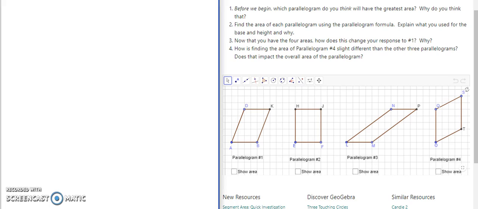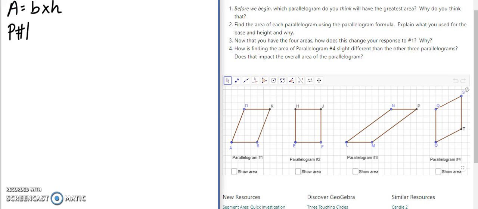It says to find the area of the parallelogram for each of them using the parallelogram formula, and explain what we use for the base and the height. So we know that area is equal to base times height. Then the question comes down to what you want to use as the base and the height for each of them. So I'm going to go with parallelogram number 1.